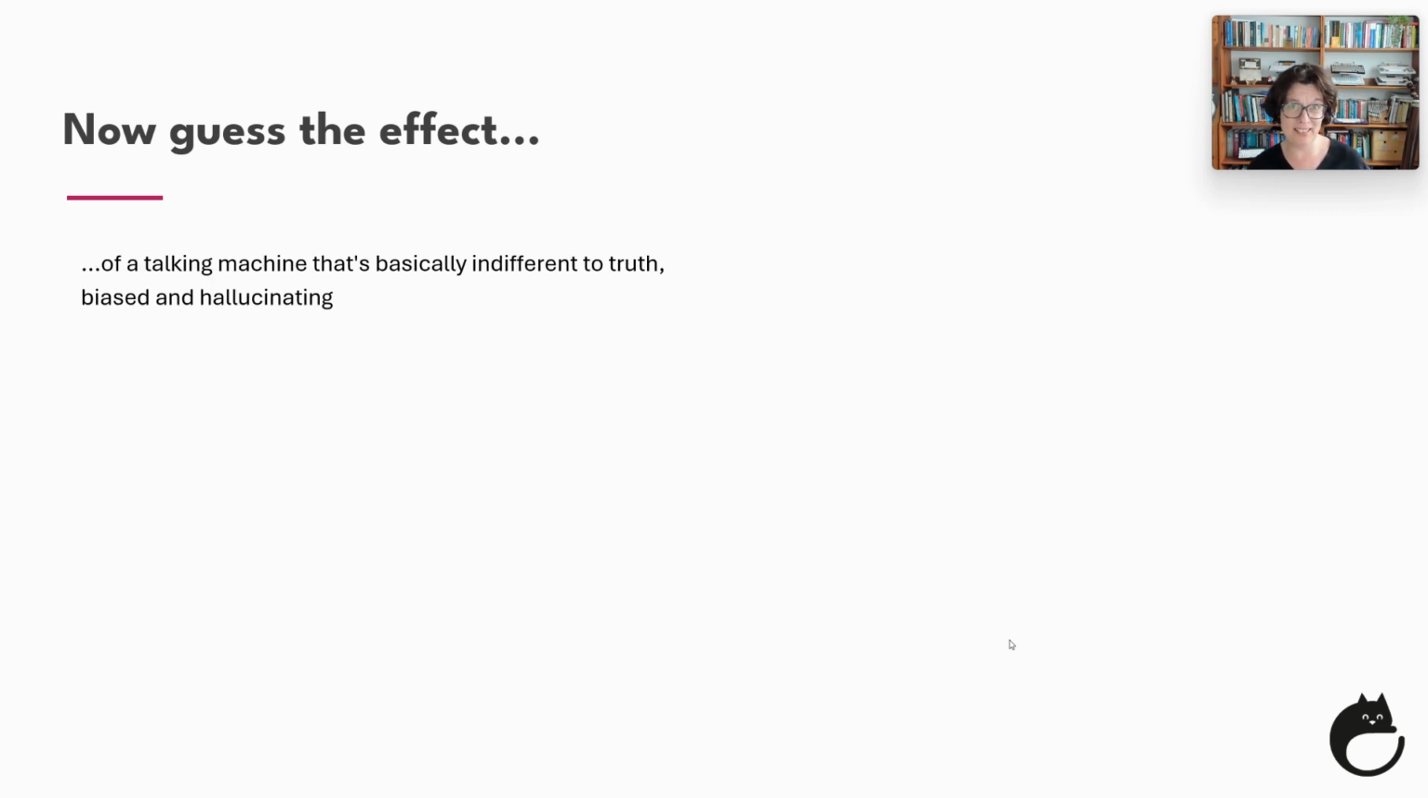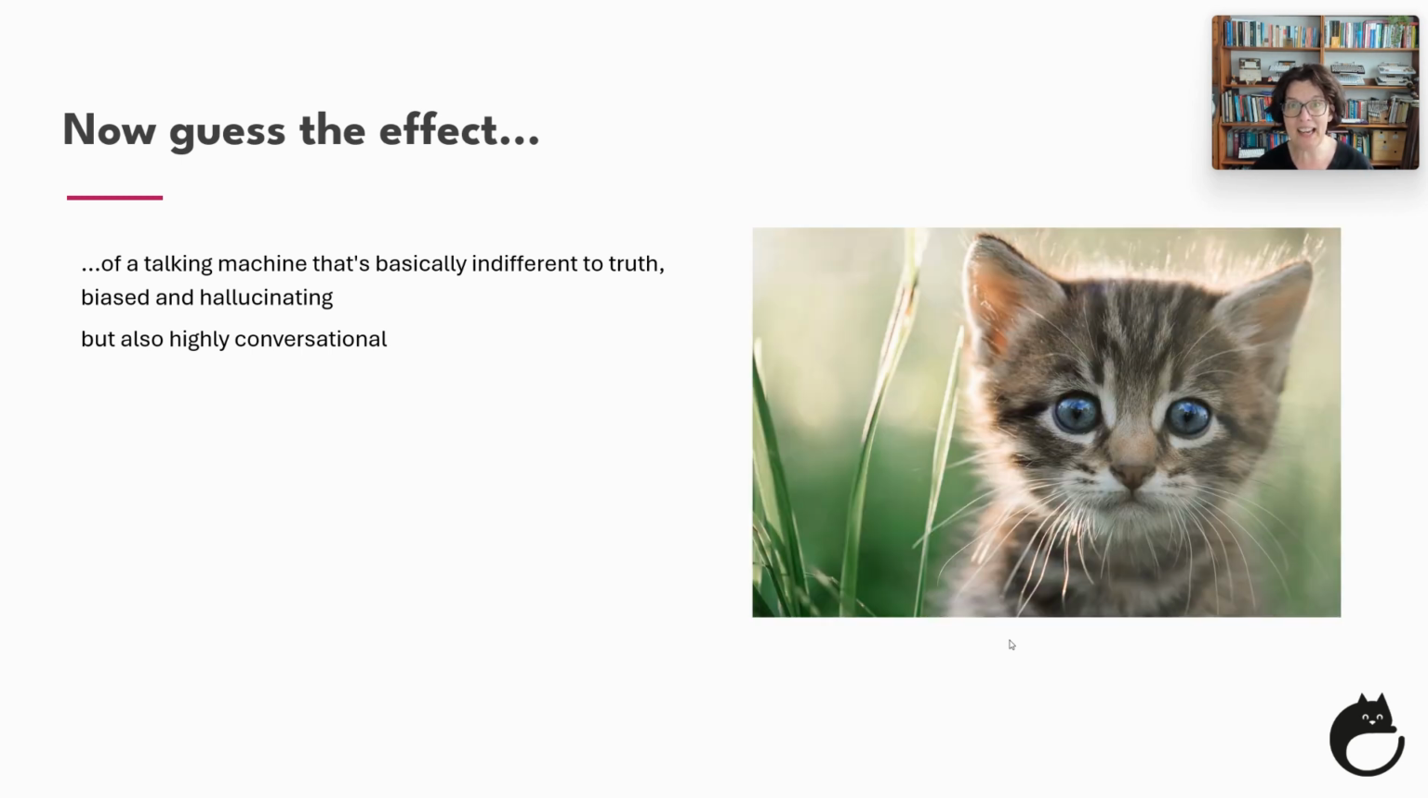Now, guess the effect of a talking machine that's basically indifferent to truth because it doesn't know the outside world, it can't point to things, it can't touch things, so it doesn't have a ground source of truth. It's biased and hallucinating, and also highly conversational. It's like looking a cute little kitten into its cute little eyes, and we just drop all our defenses and go, "That's so sweet. Can I tickle you?" We're prone to take the words of that conversational interface at face value. Literally.